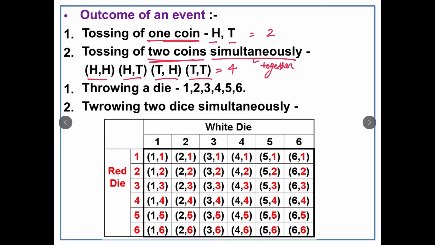Okay, next we have throwing a die. If one die is thrown one time, the possible outcomes are numbers 1, 2, 3, 4, 5 and 6. So the total outcomes here are 6.